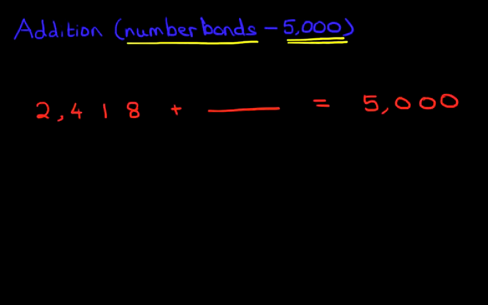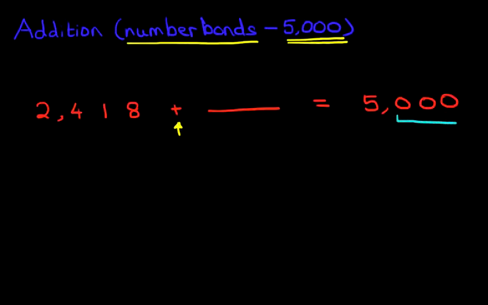2,418 plus something equals 5,000. So what number added to 2,418 is going to give us 5,000? Now there's more than one way of doing this. We're going to look at one particular method. Have a look at the number 5,000 first.